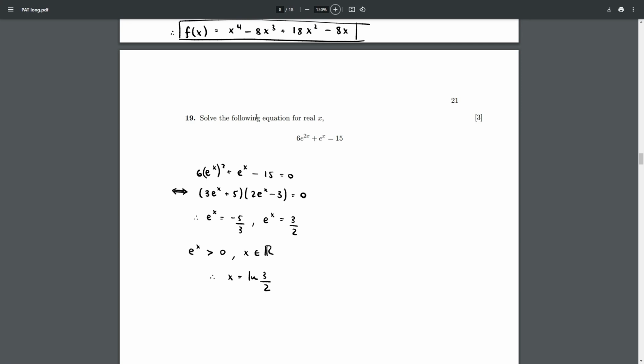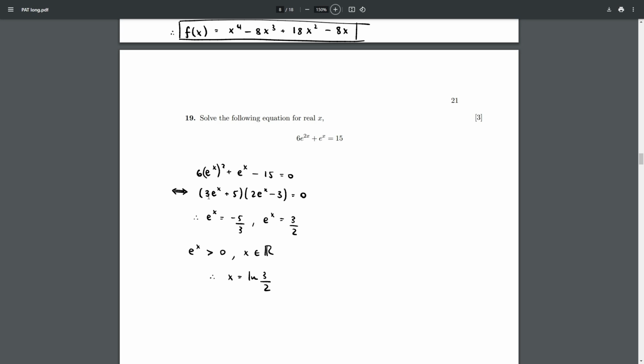Question 19 now, we're asked to solve the following equation for real x. This is, again, probably an AS maths question, maybe A level. It's just a hidden quadratic. We can show that explicitly here by writing it as e to the x squared. And then we can factorize it.